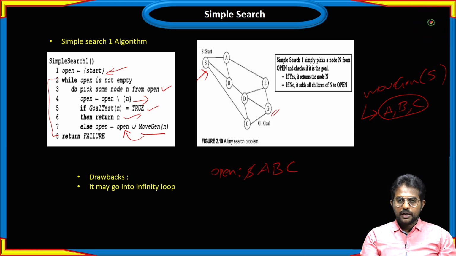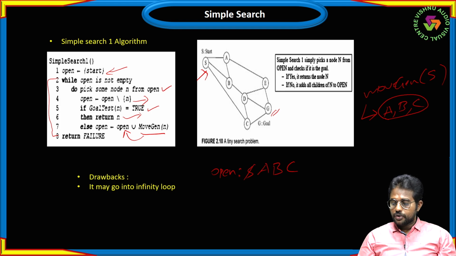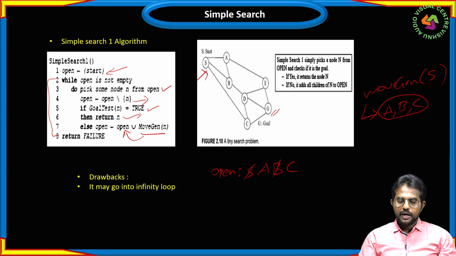Next, the while condition will be checked again: is open empty? Open is not empty. Currently open has A, B, C, so this loop will be executed one more time. We will pick a particular node from the open. In open there are A, B, C, so randomly we will pick. Let's say I have picked B. B will be picked and stored in node N. After that B will be deleted from the open.